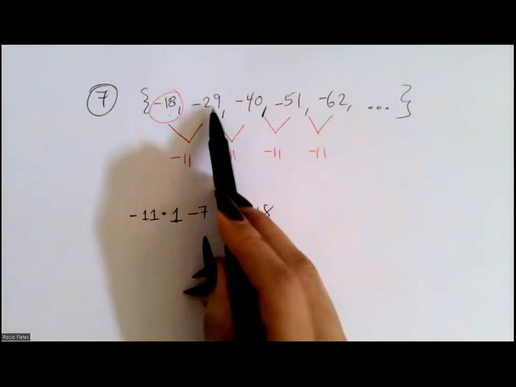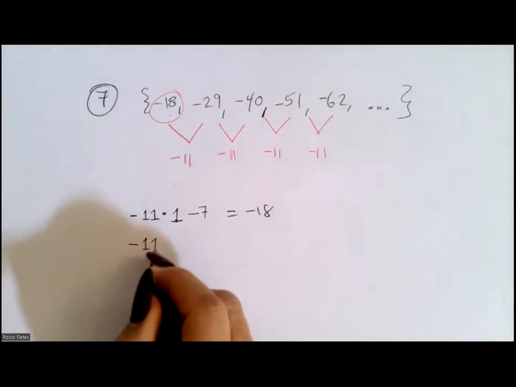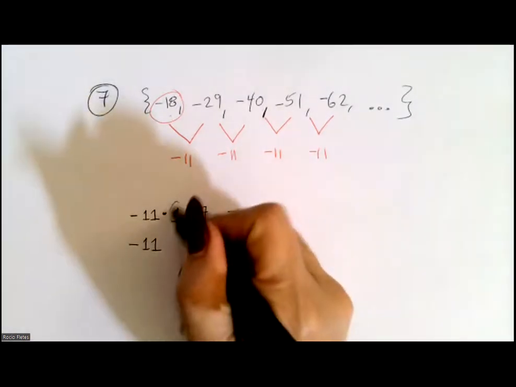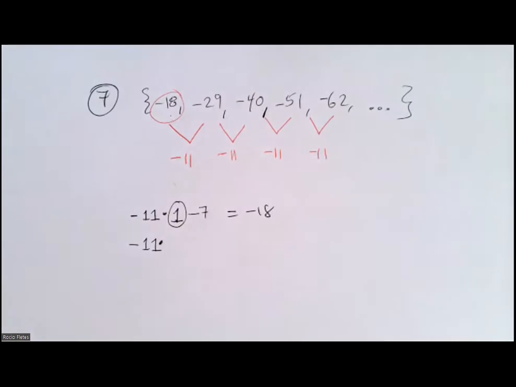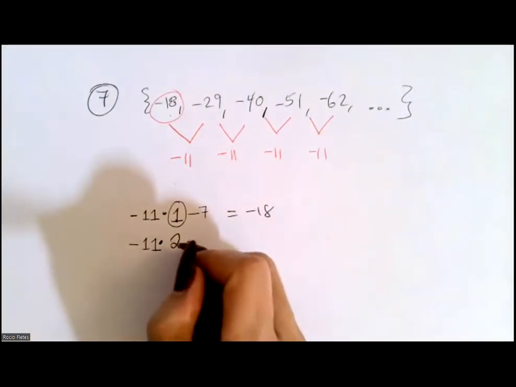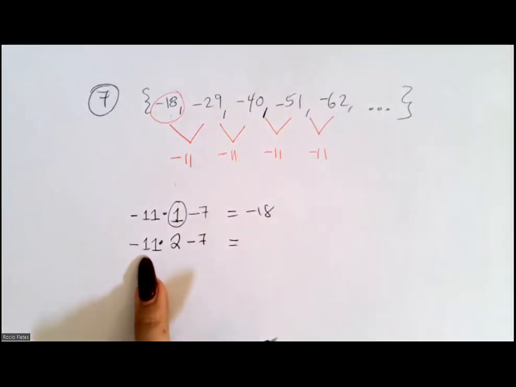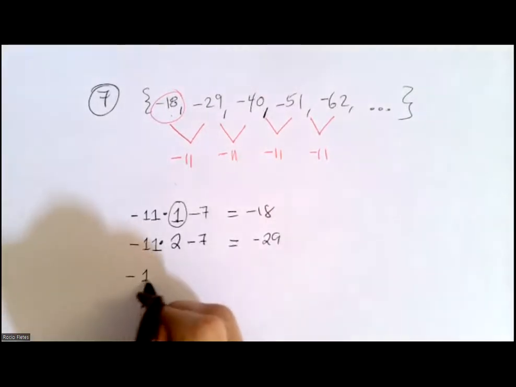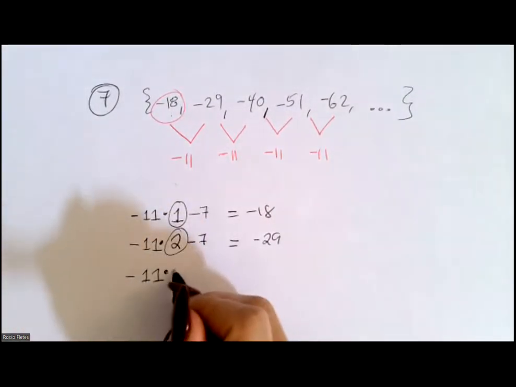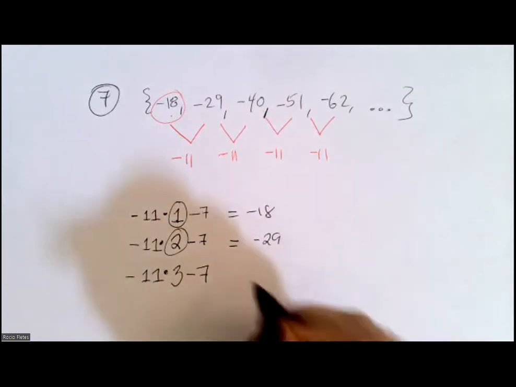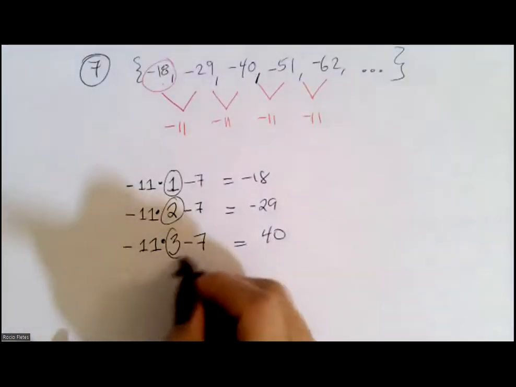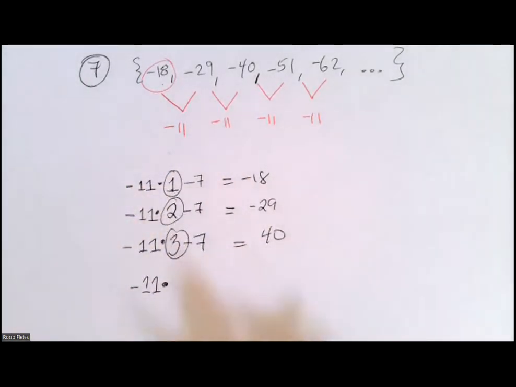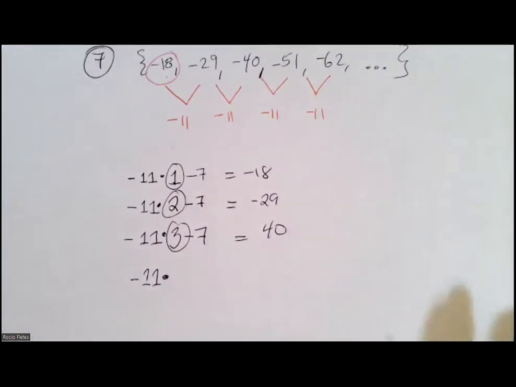Now, how do I get negative 29 using negative 11? Remember, you should be looking at n. So if I try negative 11 times 2, and I subtract 7 again, negative 11 times 2 is negative 22, minus 7 is negative 29, right? And then negative 11 times 3 minus 7 should give me negative 40. And you see the pattern, right? You need to get the first two, and if the first two work, then chances are the next will follow.